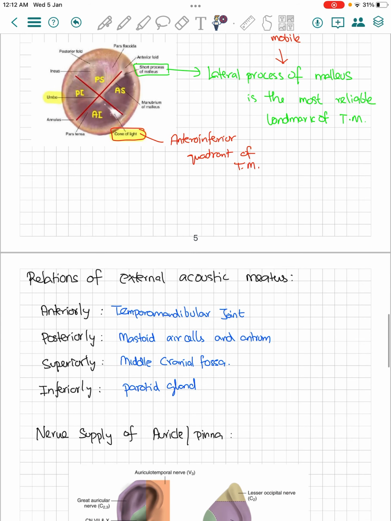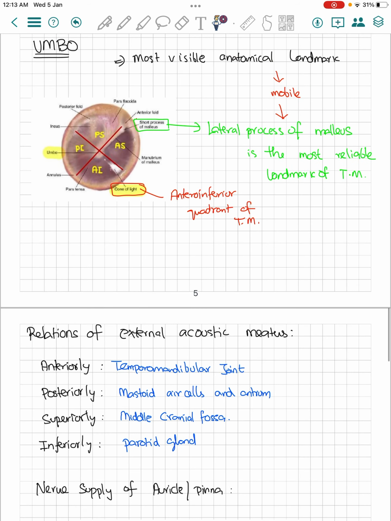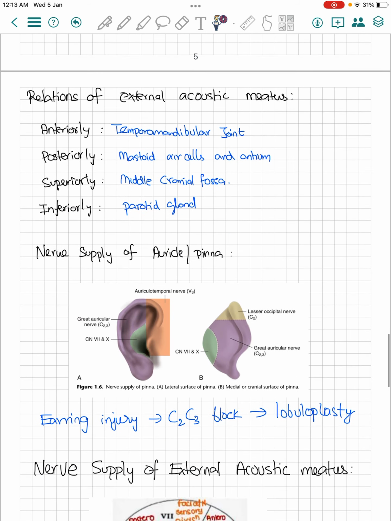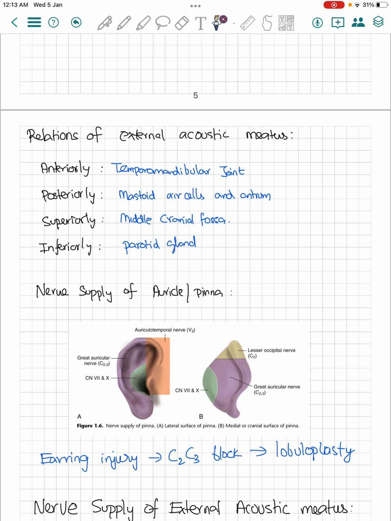Okay guys, then we can look at the relations of the external acoustic meatus. Imagine this as your external acoustic meatus. Anteriorly you have the temporomandibular joint, where the mandible and the maxilla join. Then posteriorly, visualize the mastoid antrum and the mastoid air cells. Then superiorly, think above, you can go into the middle cranial fossa. When you come down inferiorly, you can see the parotid gland. Then the nerve supply of each organ, each part.